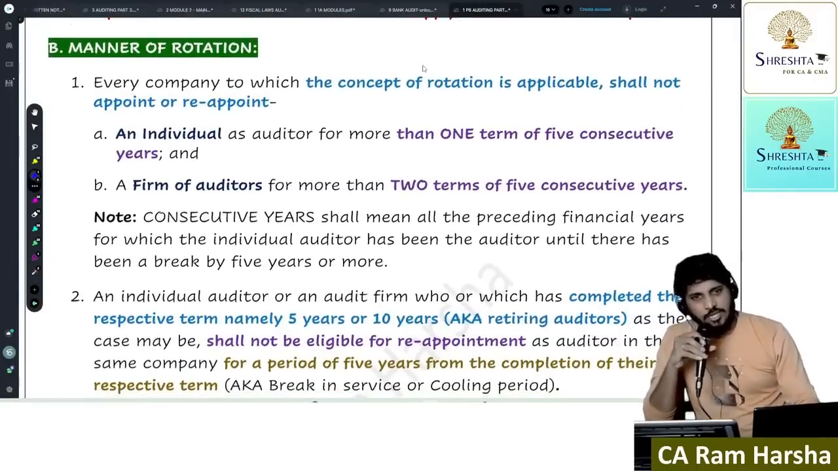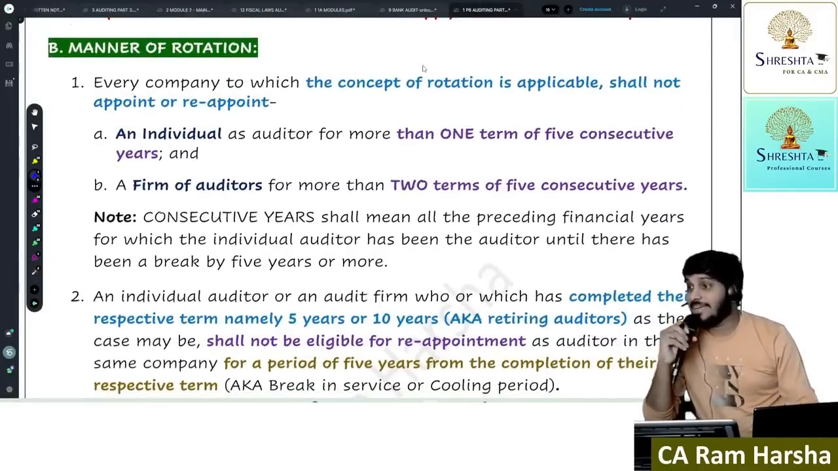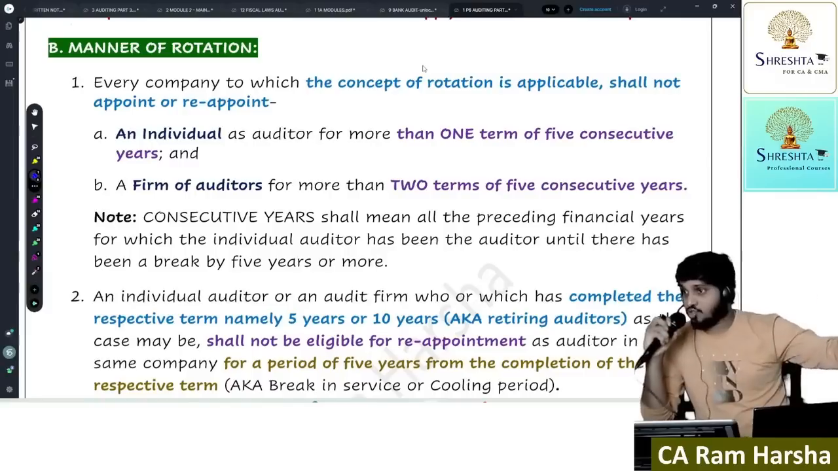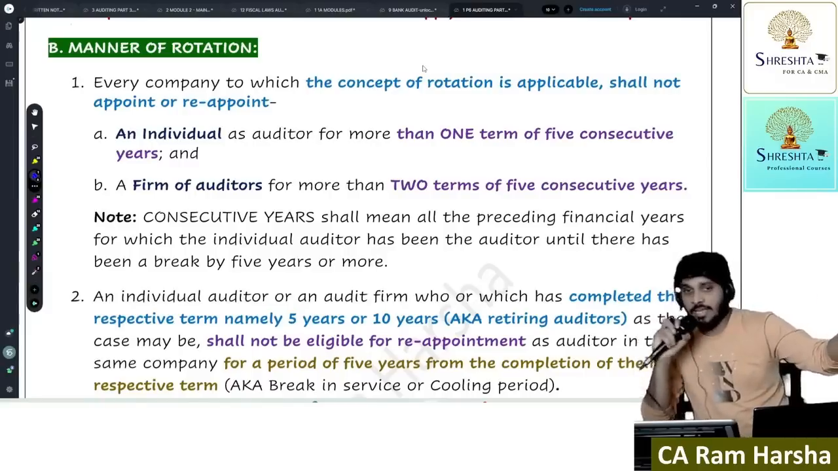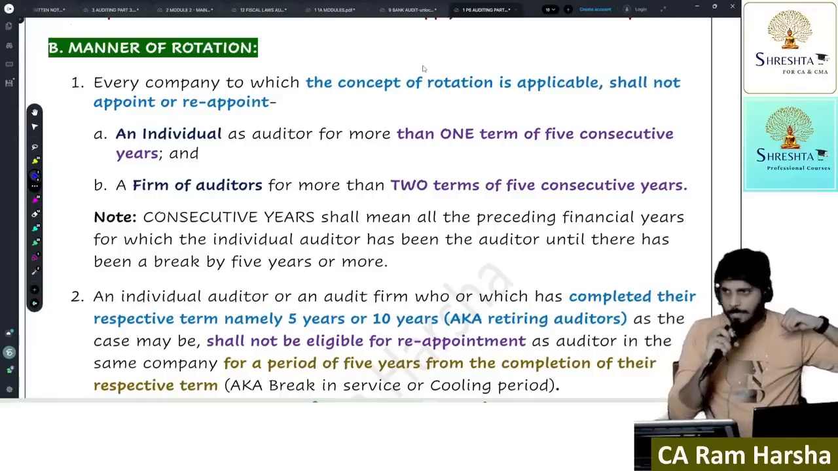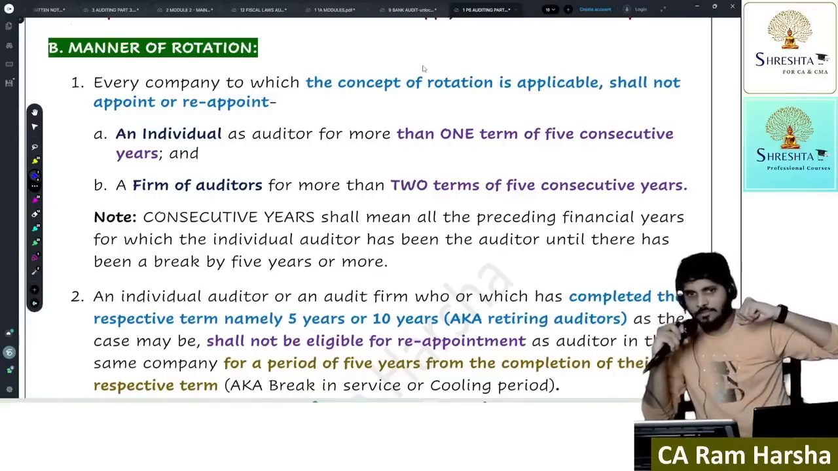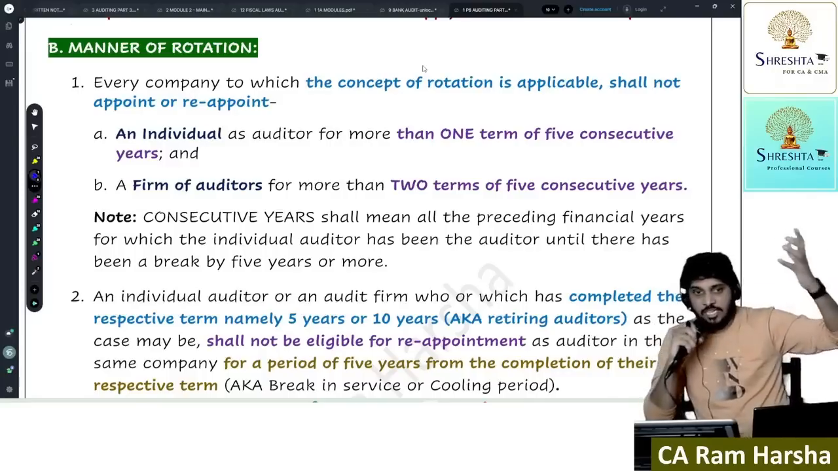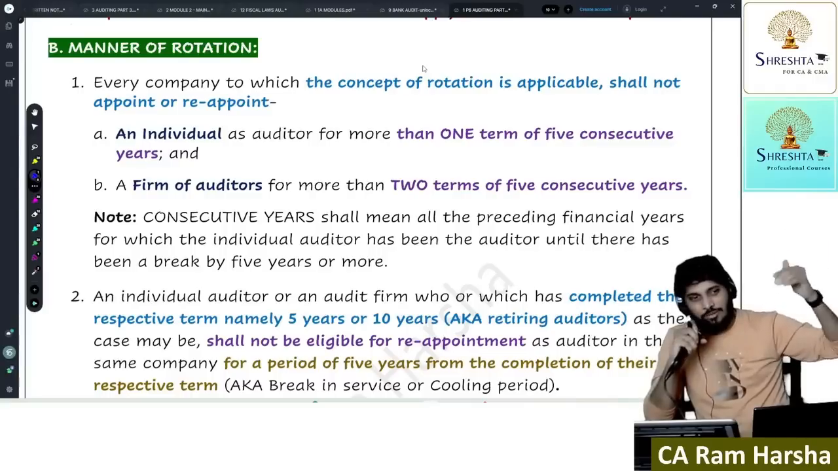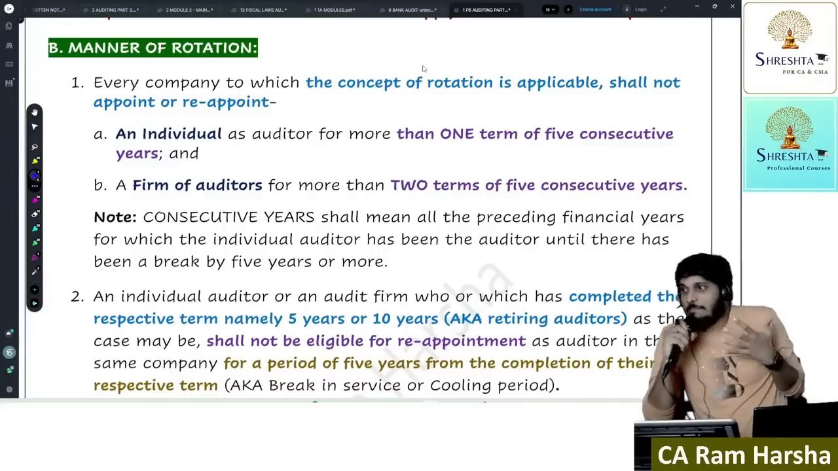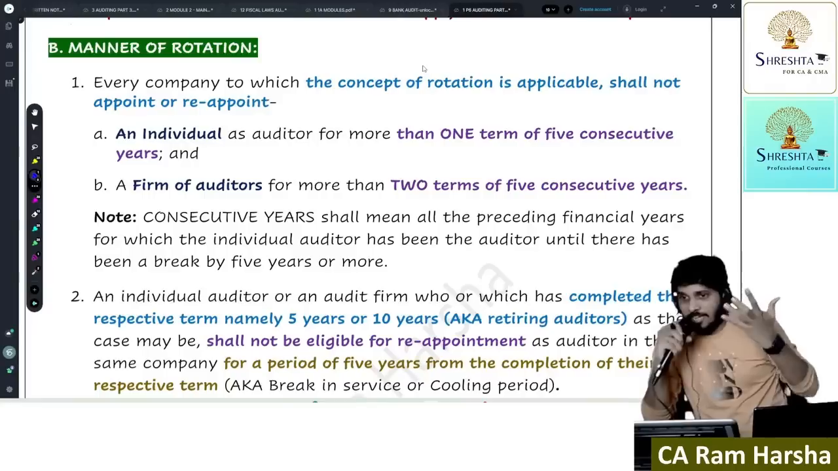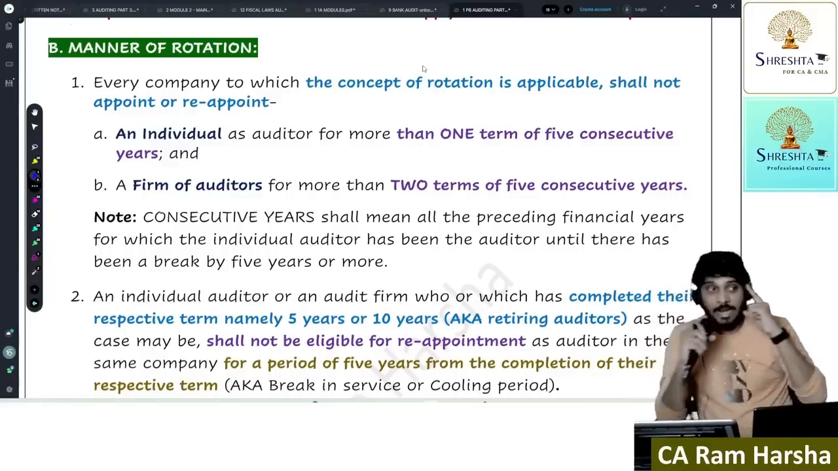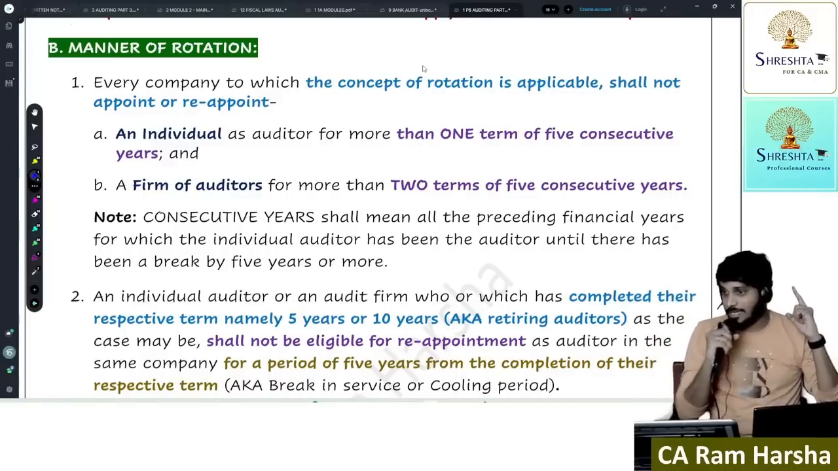Why did the concept of rotation of auditors come? To eliminate the familiarity threat. If you have a continuous association with a company for so many years, continuing as an auditor for so many years, will you develop some bonding or not? Auditors and directors develop some bonding. Maybe you don't have any business relationship with the company, you don't have shares, but your independence of mind will be affected, no? Naturally, you develop some sympathy towards the client. Now you are becoming more familiar. The mind is compromised now. Able to understand?